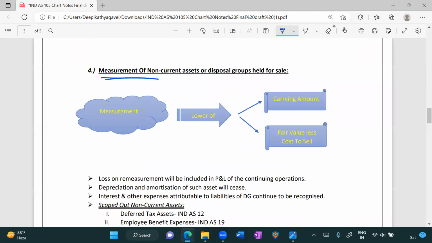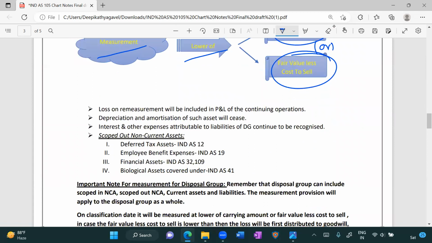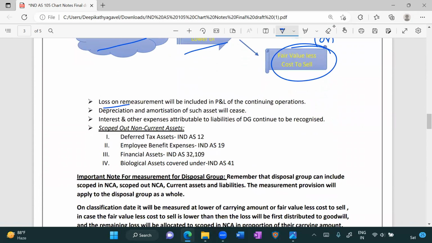Next, come to the measurement criteria. For non-current assets or disposal groups, the standard says the measurement will be the lower of the carrying amount or the fair value less cost to sell. And in case there's any loss that comes in remeasurement, when you're calculating the fair value and comparing it with the carrying amount, that will be included in the P&L of the continuing operations.